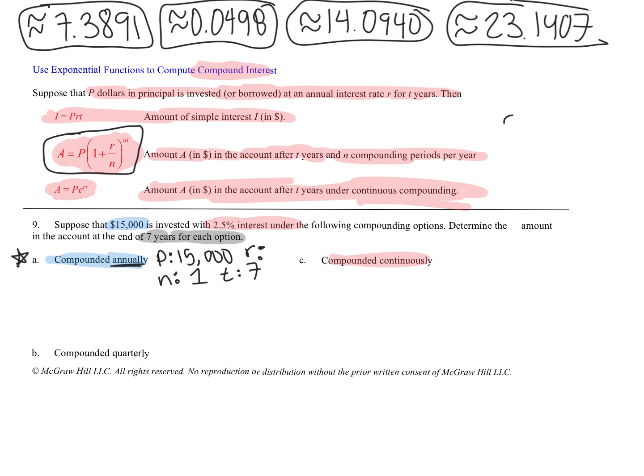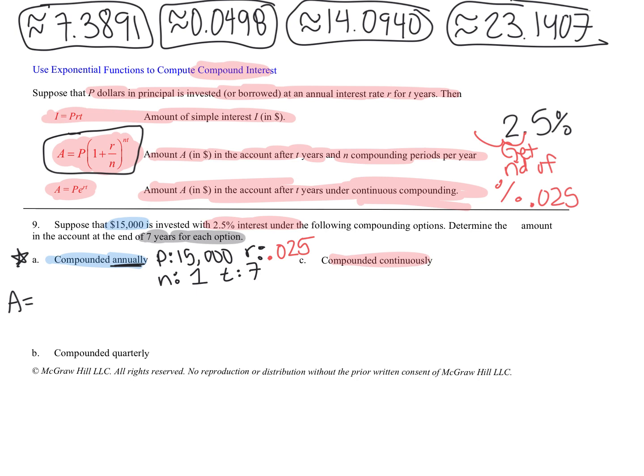But I just want to go off to the side. We can't actually use 2.5%. We have to get rid of the percent. So to do that, you can move the decimal 2 to the left, or simply divide it by 100, which is 0.025. Okay, now I'm ready to plug it into my formula.